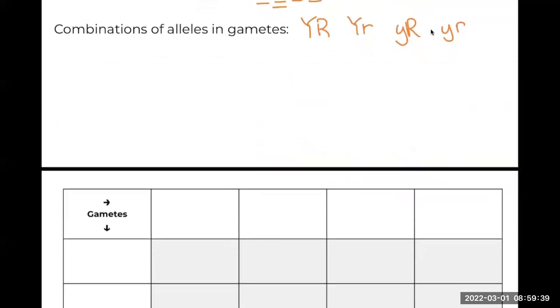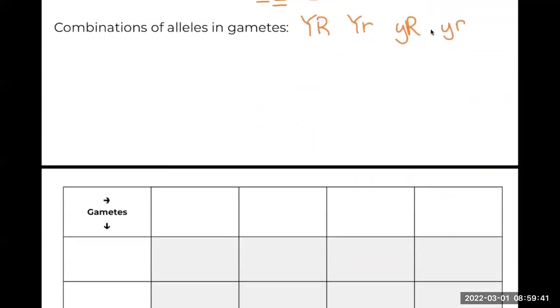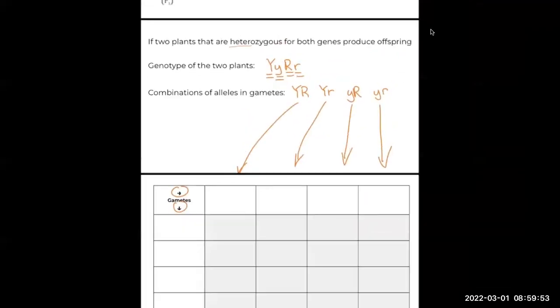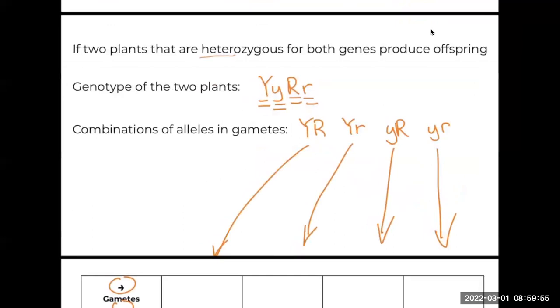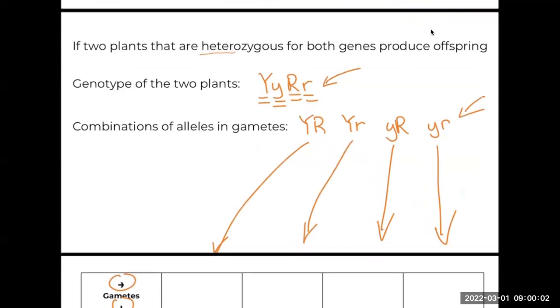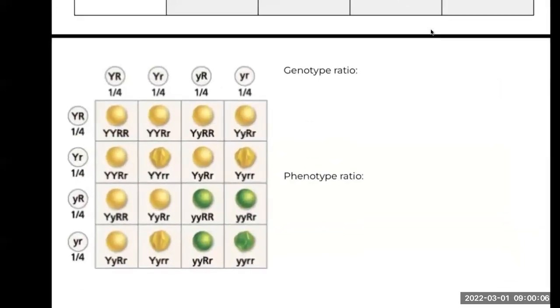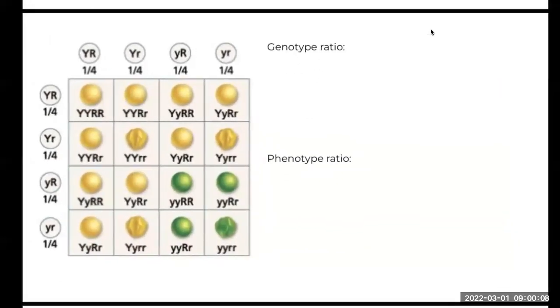Now, after you've done that, you'll fill in the gametes in the table. So the gametes will go this way and this way down. And because they're both heterozygous for both genes, both of the parents have this genotype and both of the parents are going to have these combinations in their gametes. And if you fill out the table properly, this is what you'll see, all right?